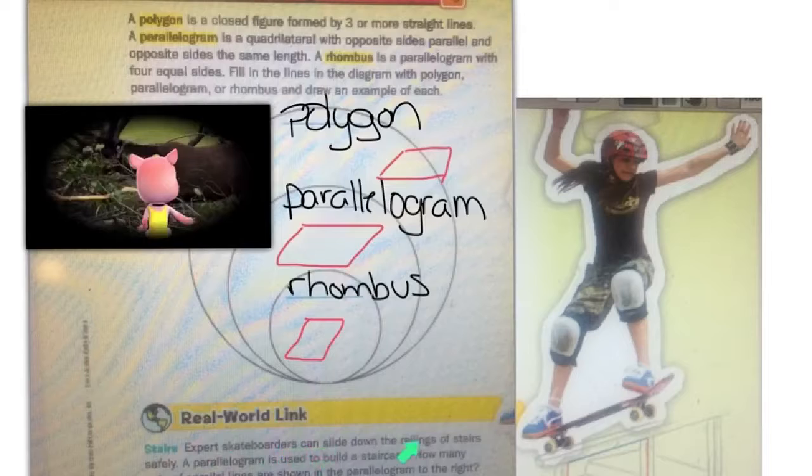Okay, let's look at this real world link. Expert skateboarders can slide down the railings of stairs safely. A parallelogram is used to build a staircase. How many sets of parallel lines are shown in this parallelogram to the right? Parallel means that they run opposite each other and they'll never intersect. Hopefully you said that there are two sets of parallel lines. There's one set right here and then another set right here. Okay, go ahead and go to your next page, please.